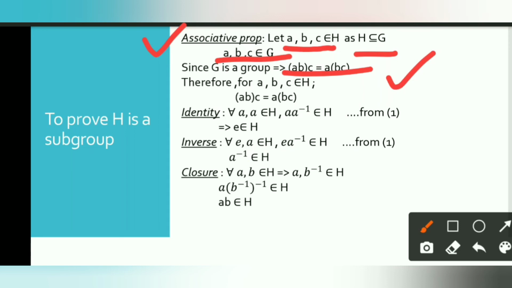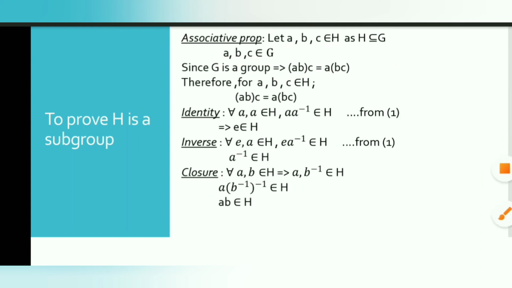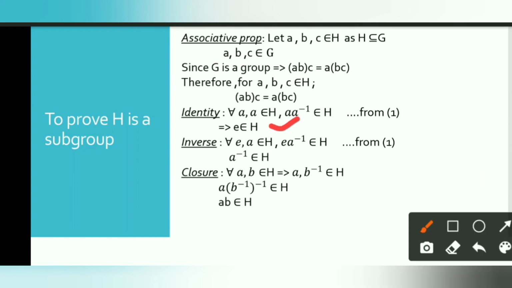Then for the second part, the identity element, we have taken A comma A in H. These are the two elements, the same elements. Then their product of this type, A into A inverse, is in H because of the first property which states that if we have A and B in H, then A into B inverse is also in H. So because of this result, if we replace B by A, then we will have A into A inverse, which will be identity. So that proves that the identity element exists in H.